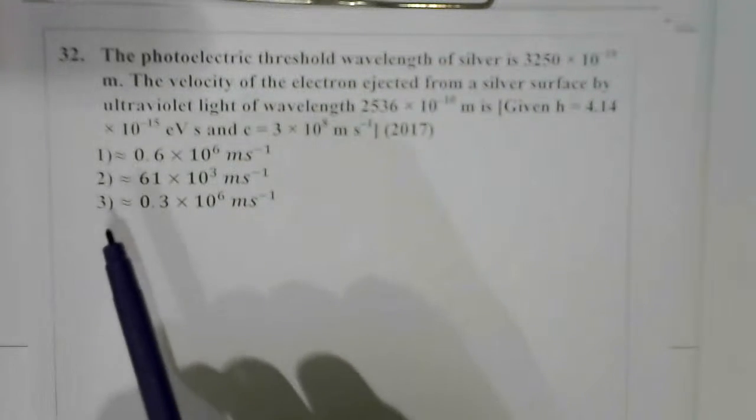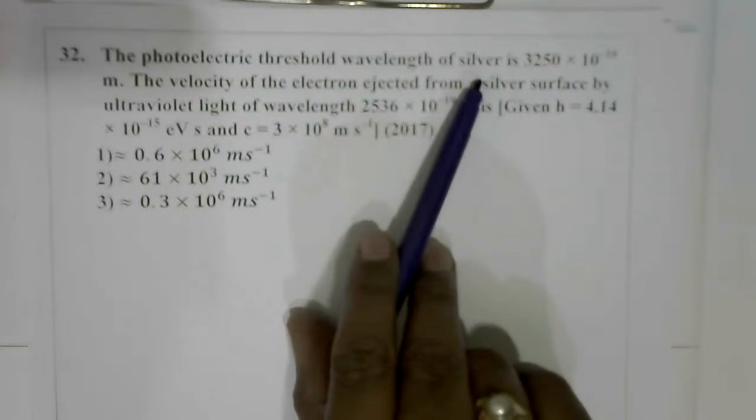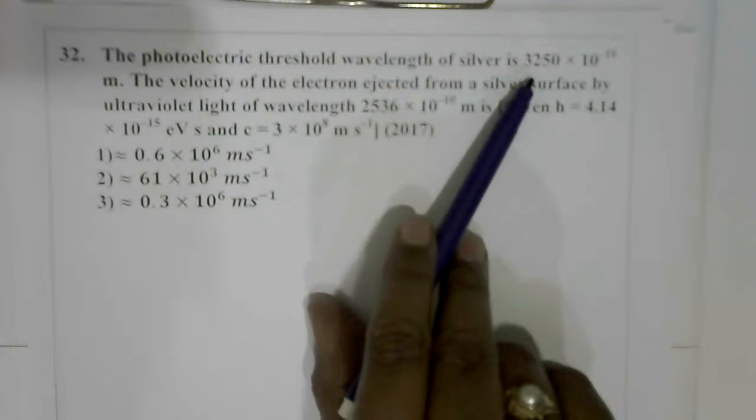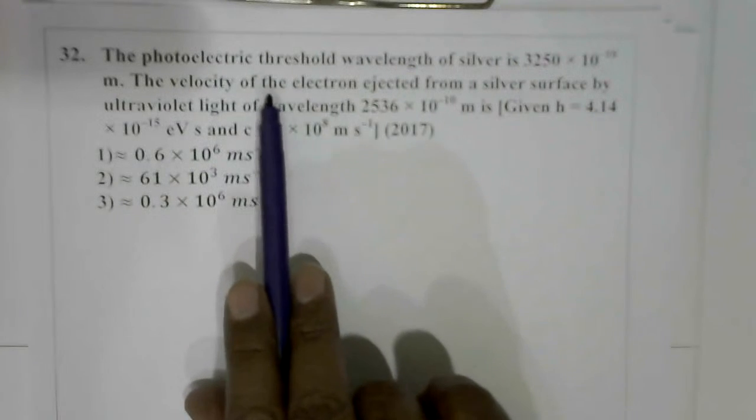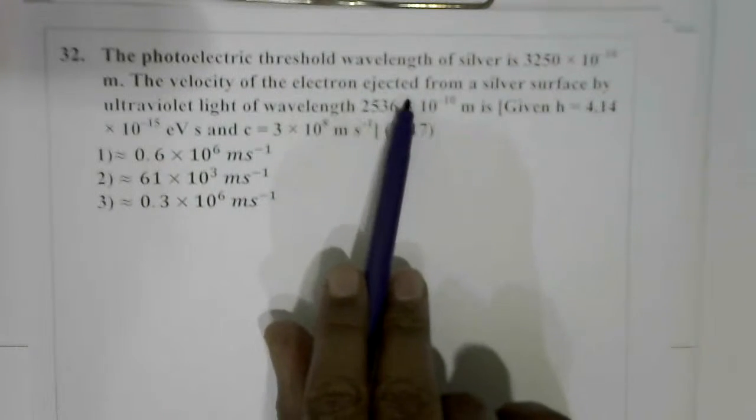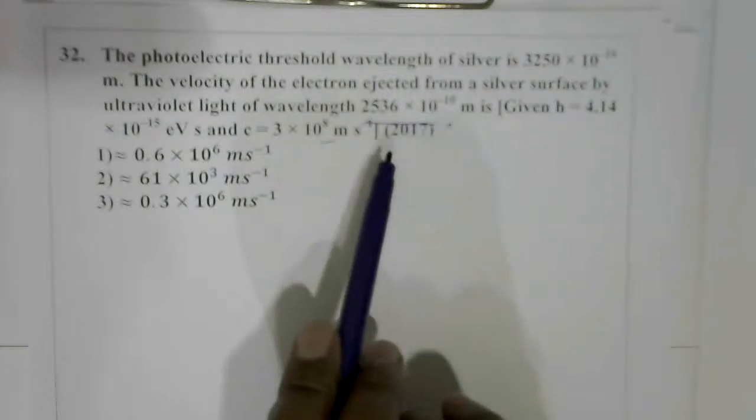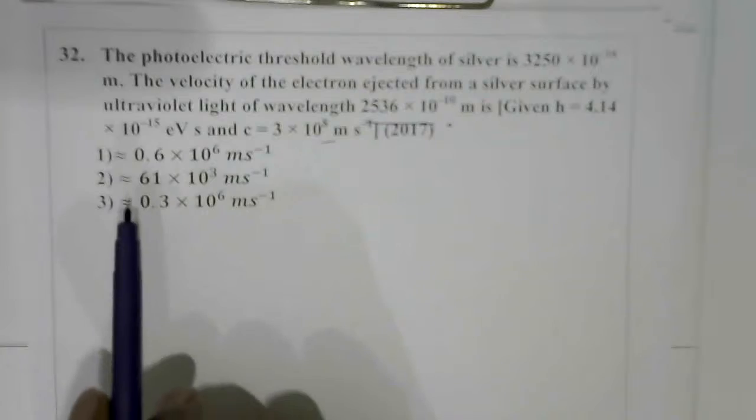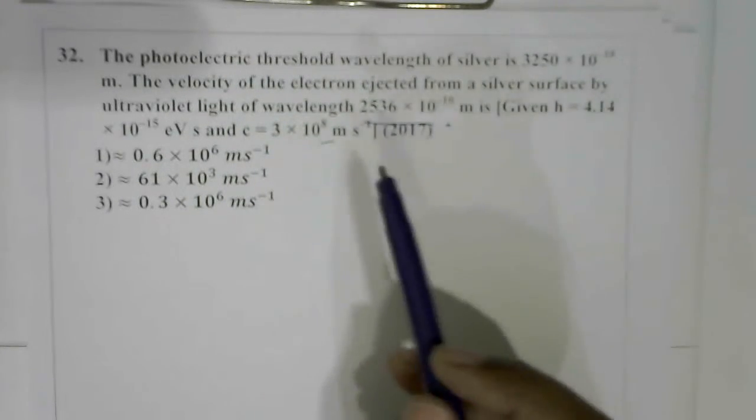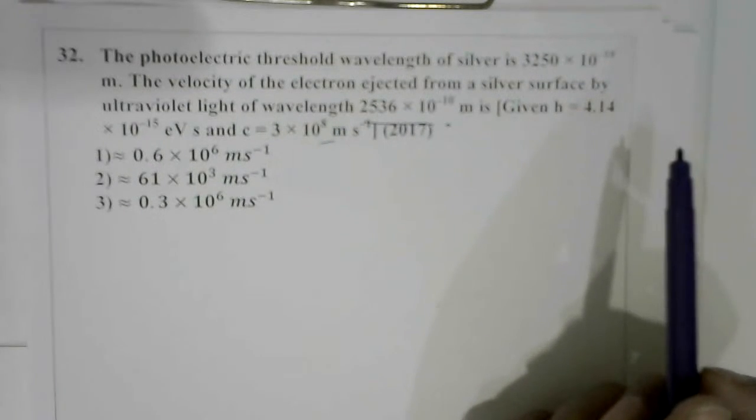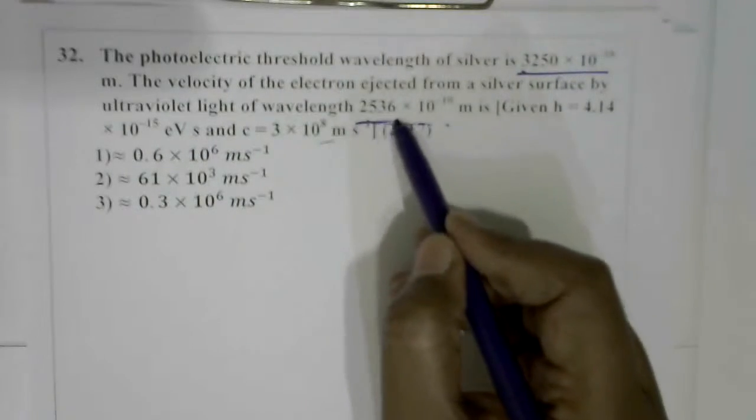So, the 32nd question. The photoelectric threshold wavelength of silver is 3250 into 10 to the power of minus 10 meter. The velocity of the electron ejected from a silver surface by ultraviolet light of this wavelength is... The data is there, but that is not necessary for us right now. We need to calculate the velocity of the ejected electrons. The threshold wavelength is this and the incident wavelength is this.